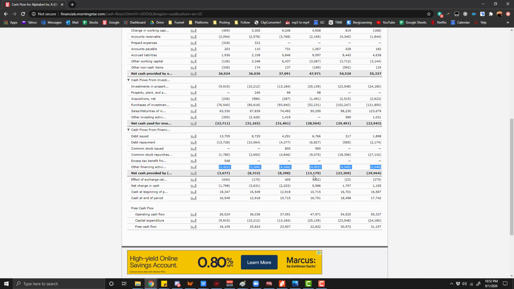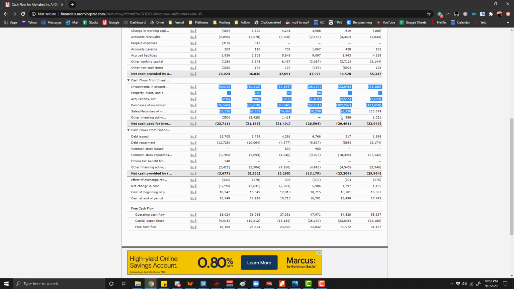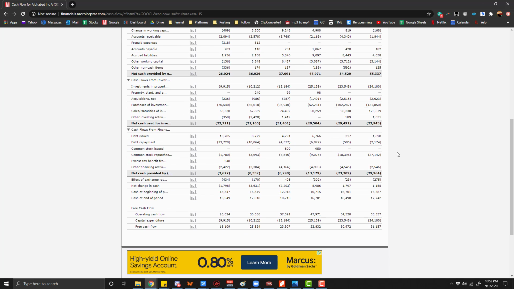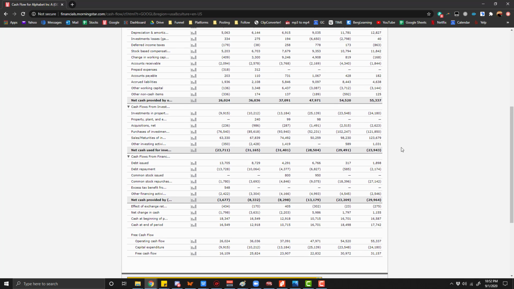There you go. So this is all just kind of the stuff that they're investing in here and here. This is the CapEx spending. This is the net income. So it's actually really easy to read these papers. Just look right here. Operating cash flow, capital expenditure, free cash flow, right? So it's super simple.